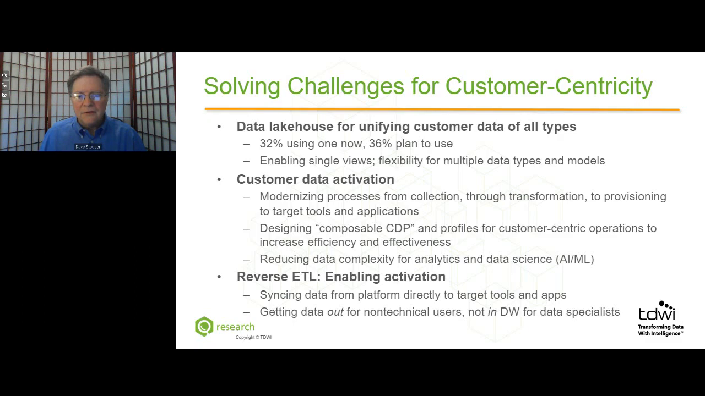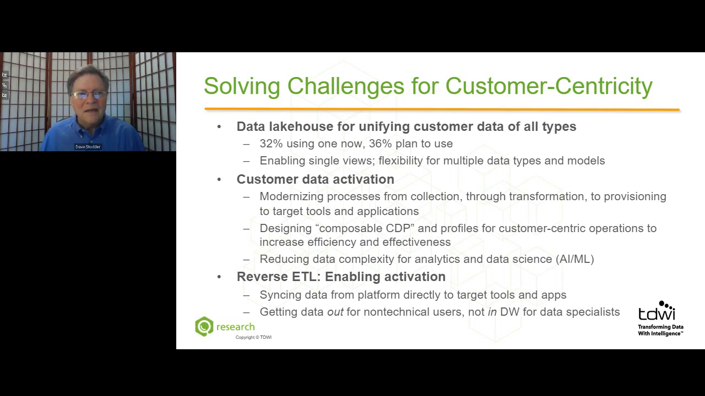All right, so solving challenges, and this is really what we're going to be talking about a lot today. This just sets out some of the issues that we're going to talk about. So first is the data lakehouse, and we'll hear from Pavitra about that. We see here that 32% are using one now, and 36% plan to use. This is our 2022 research. And actually, I'll be doing a research project this year, so we'll get an update on that data for 2023, but that's as of late last year.